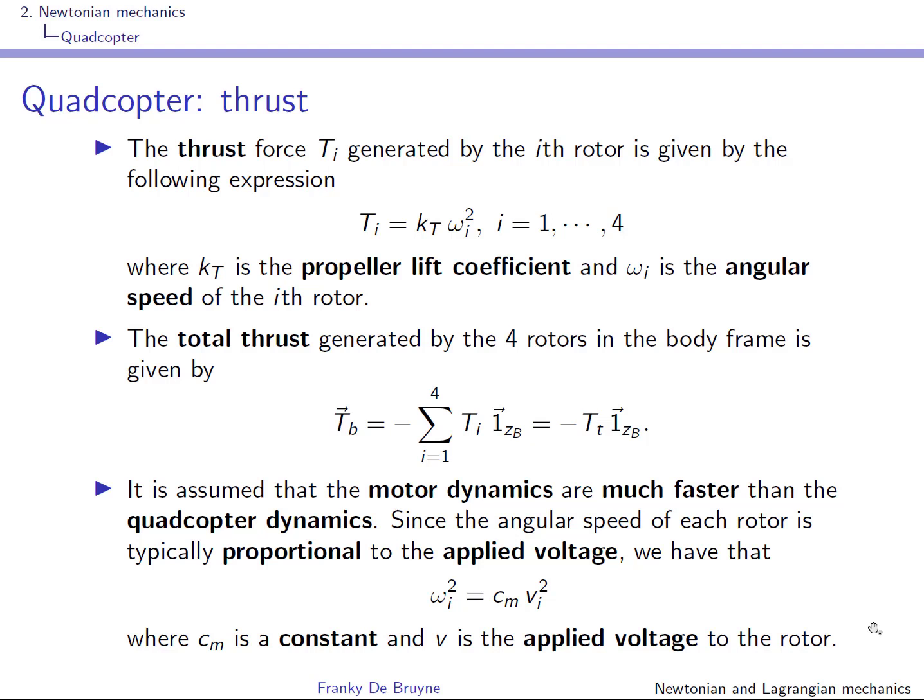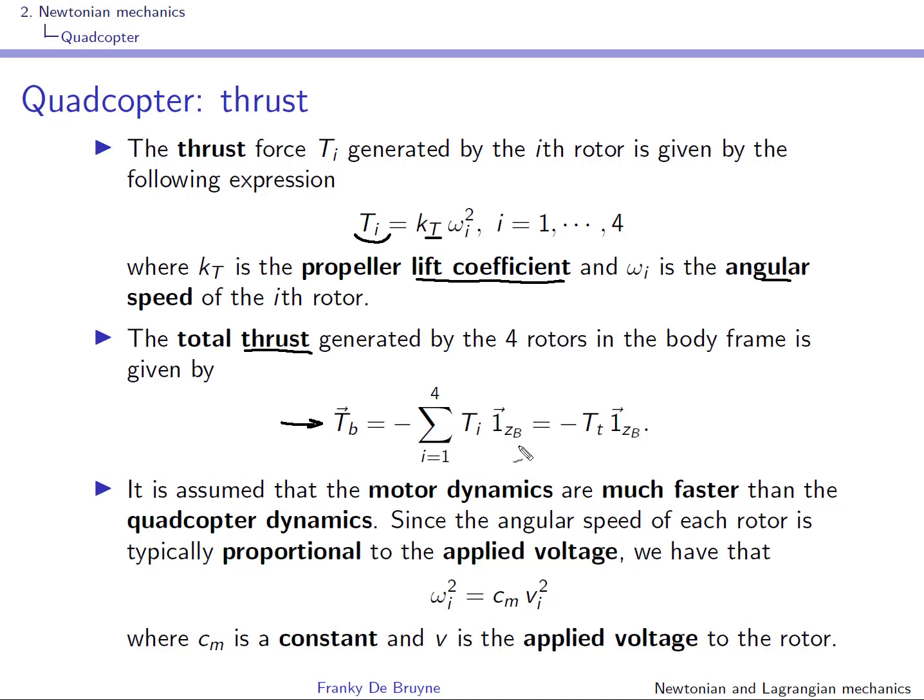Okay, let's talk about the thrust force. The thrust force is the upward lift force that is generated by a rotor, and of course you can imagine that somehow it is linked to the angular speed of the rotor. In fact, you can show that it's the angular speed squared times some constant that we'll call the propeller lift coefficient, right? So this is the thrust force for one rotor, and of course the total thrust, you have to make the sum for all 4 rotors.